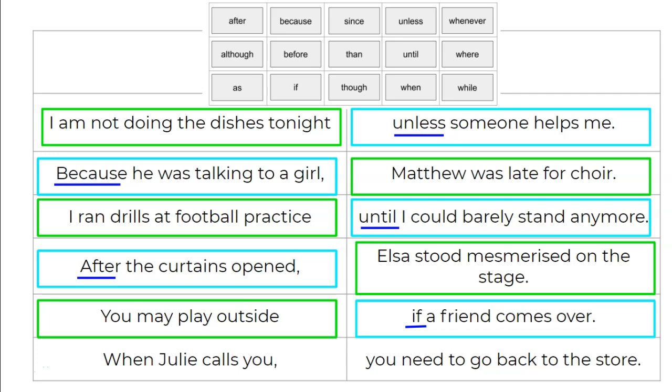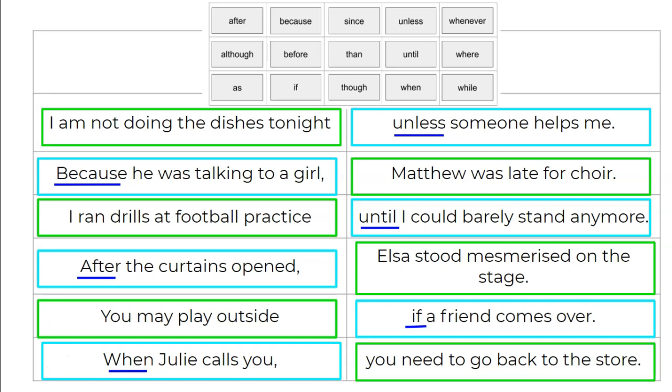All right, last one. When Julia calls you, you need to go back to the store. Again, first thing we do is look for the subordinating conjunction. In this sentence, it'll be when. When Julia calls is the dependent clause. You need to go back to the store is the independent clause.